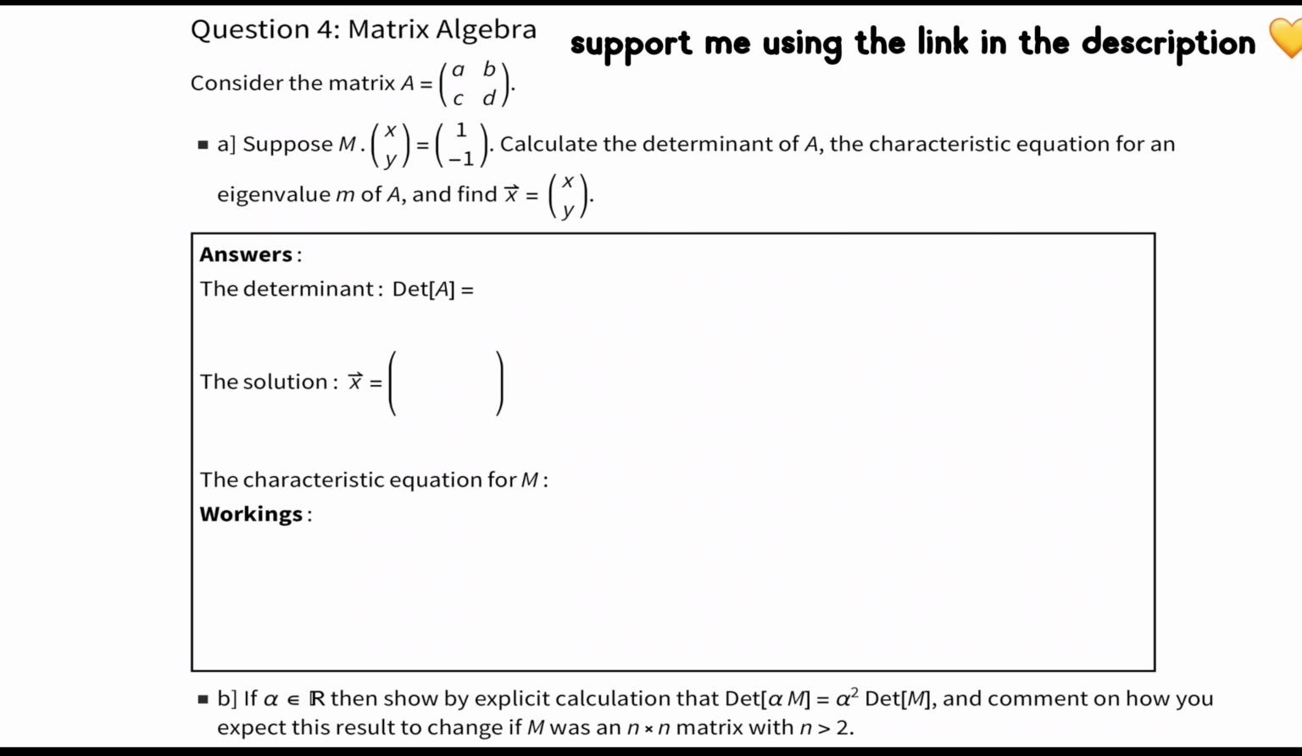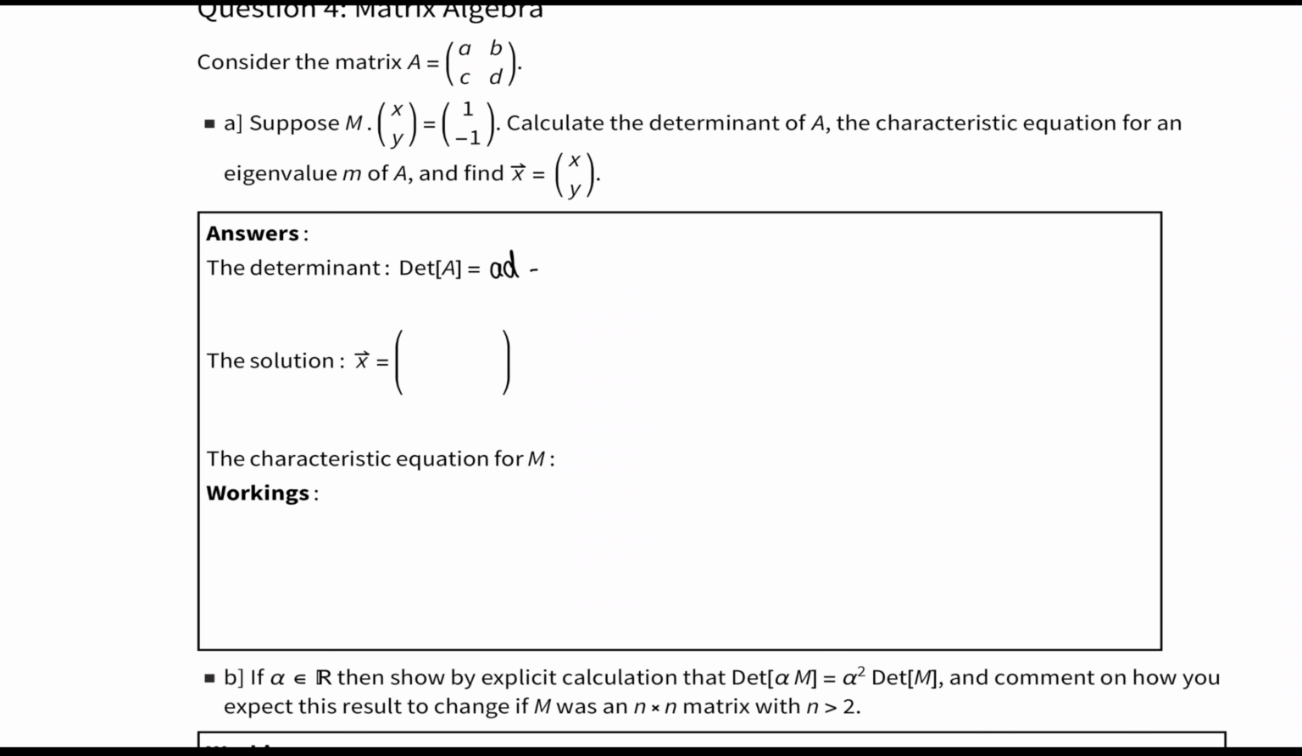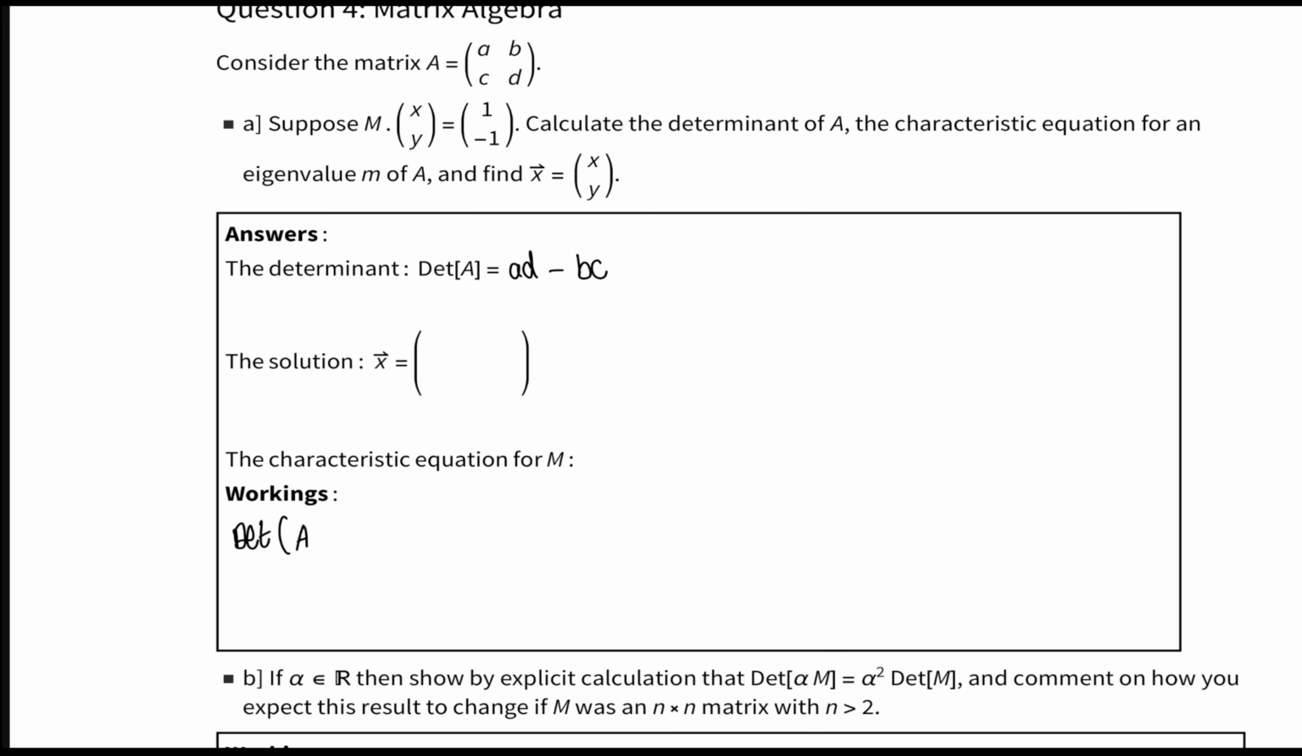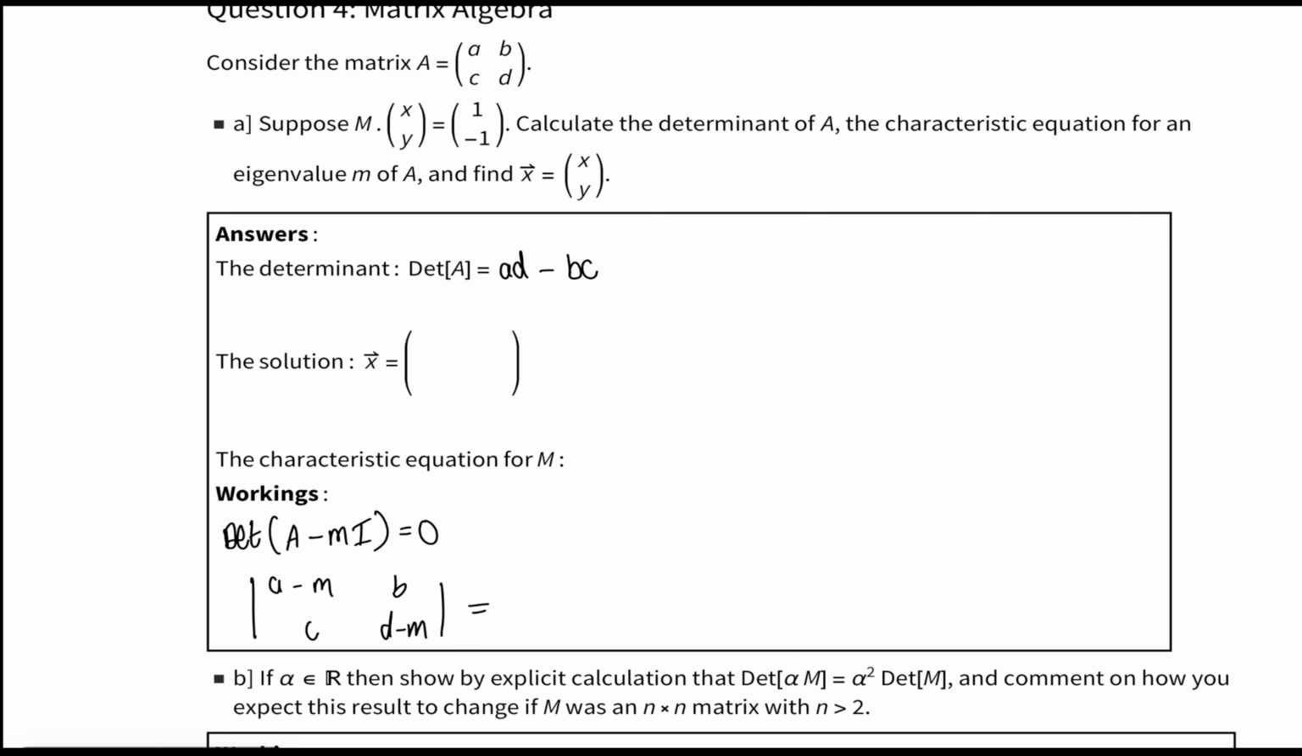Cool, so the determinant of A is just A multiplied by D minus B multiplied by C. The characteristic equation for an eigenvalue M would just be that the determinant of A minus M times the identity is equal to 0. So we need to work out the determinant of the matrix A minus M, B, C, and then D minus M, and equate that to 0. So we will do A minus M multiplied by D minus M minus BC is equal to 0.